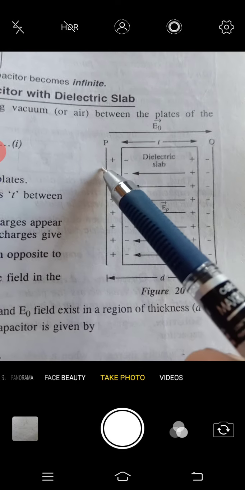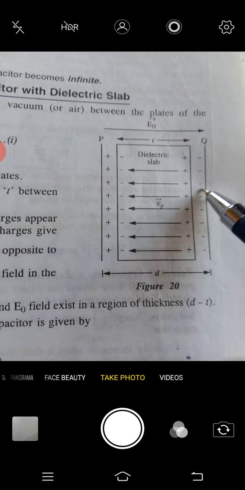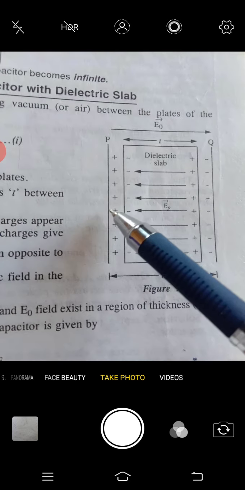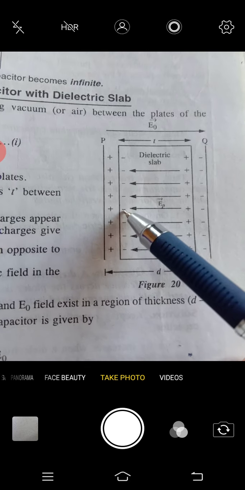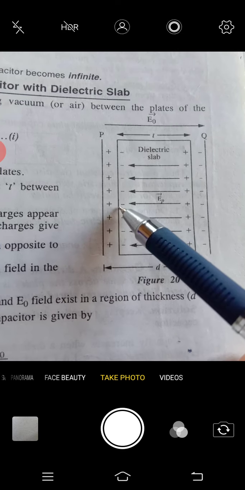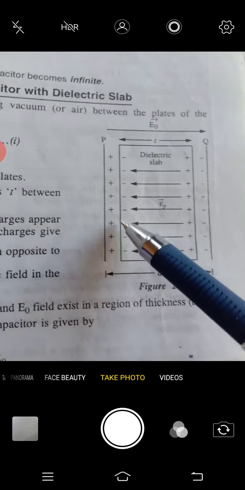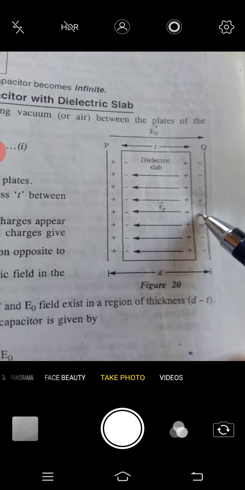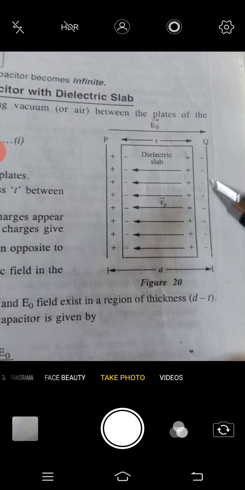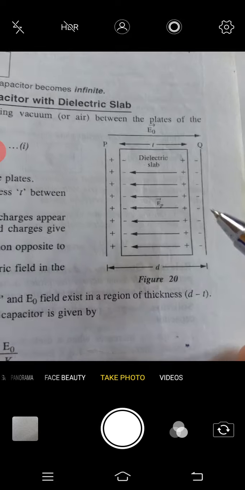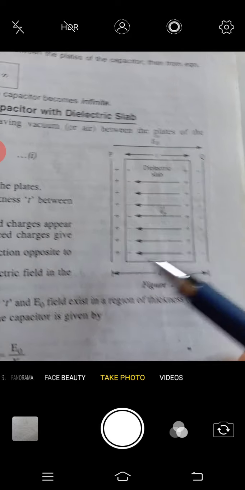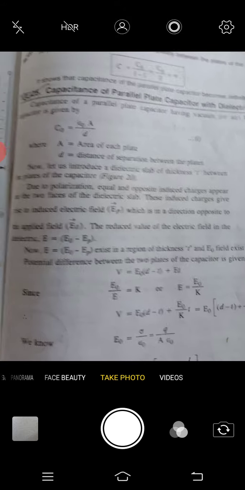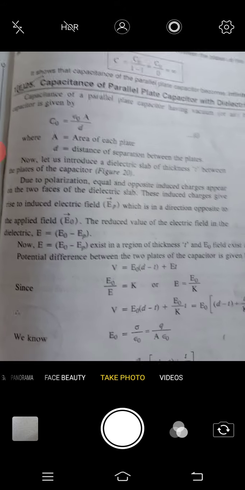Positive charge is on this plate, negative charge will get induced on this plate. If positive charge is on this plate, so obviously on that side of dielectric here it will be negative charge, because we know that positive and negative attract each other. Okay, so in this way you have to draw signs, means charges. So this is all about diagram, and now let us see your theory and mathematical calculations.